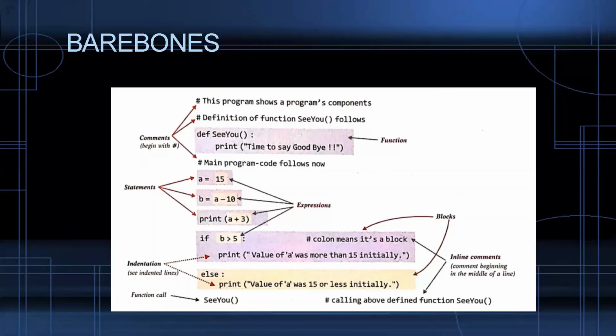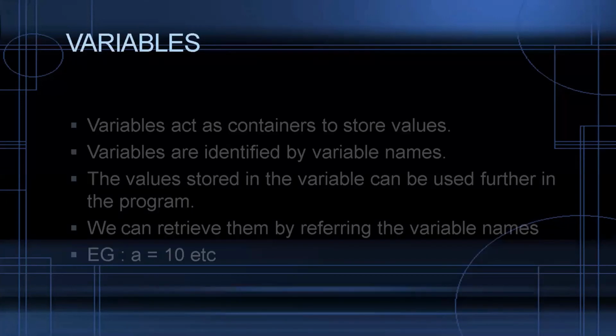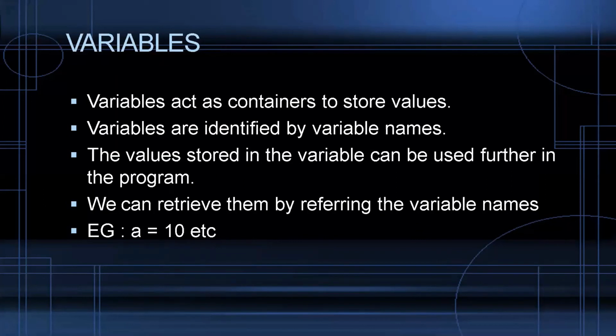Now let's move to the main and important topic, that is variables. Variables act as containers to store values. Variables are defined or identified by variable names. The values stored in the variable can be used further in the program. We can retrieve them by referring to variable names. For example, if we define a = 10, the value 10 will be stored in a. If we just use print a, we will get an output that is 10.